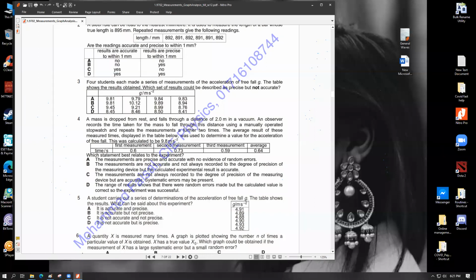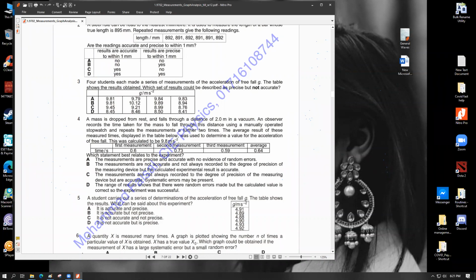Question number 5 নিয়ে আমি একটা ছোট জিনিস বলবো, তারপর আমি এটা মুভ আউট করে চলে যাব। Have a look at question number 5. What does it say? A student carries out a series of determinations of the acceleration of free fall g. The table shows the results. What can be said about this experiment?